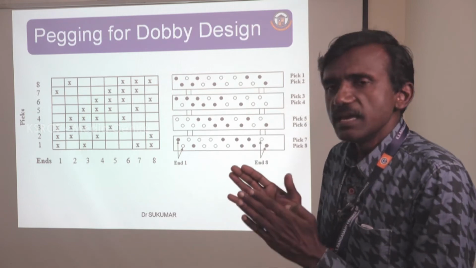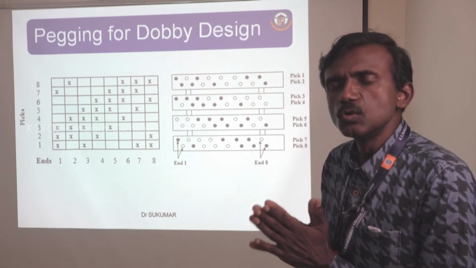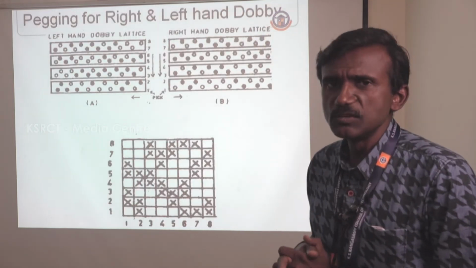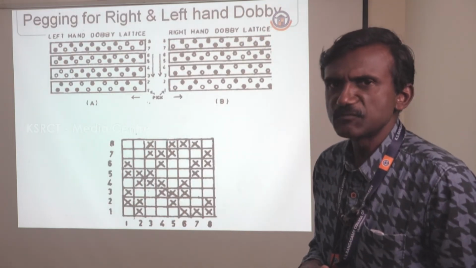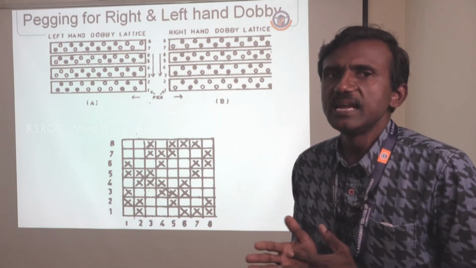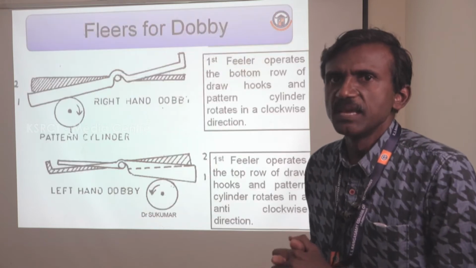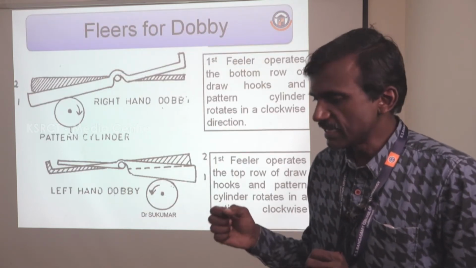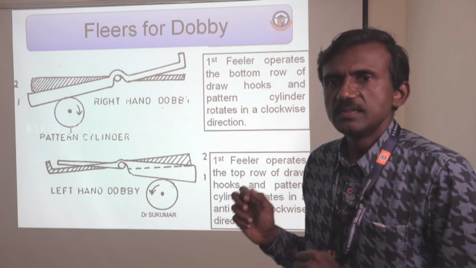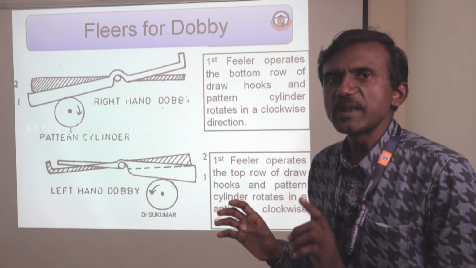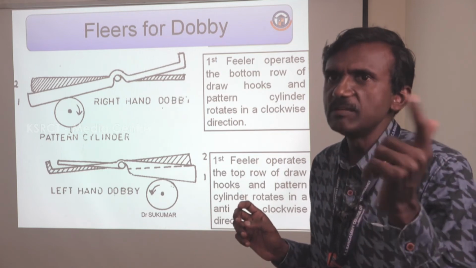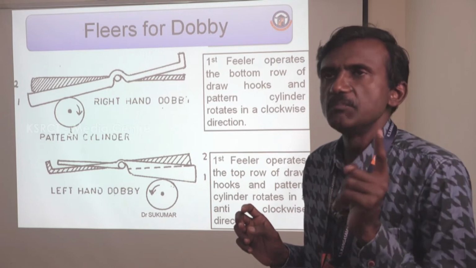So here also it is again classified into 2 different types. One is left hand Dobby and right hand Dobby. Before going to this mechanism, I will explain what is meant by left hand Dobby mechanism and right hand Dobby mechanism. If the starting handle is at the right side of the loom, then it is called right hand Dobby. Right hand Dobby means the Dobby is placed opposite to that of the starting handle. The Dobby will be on the left hand side of the machine.